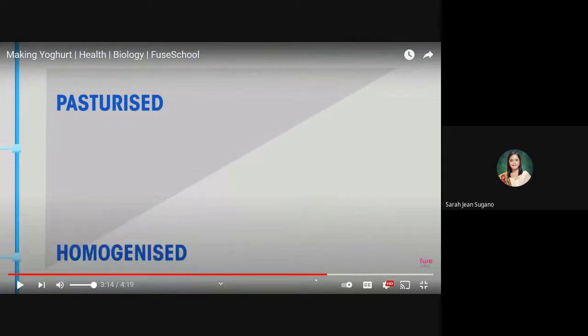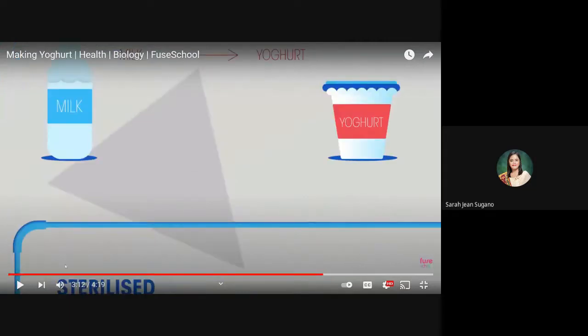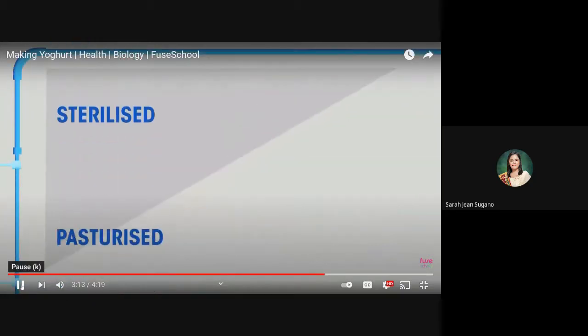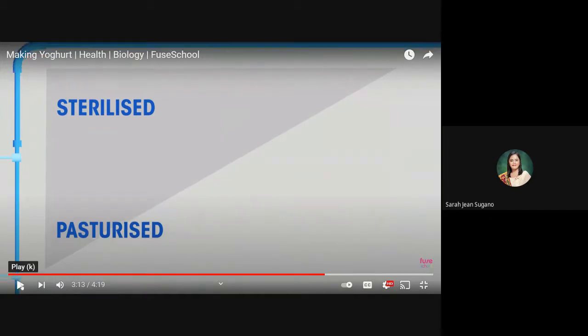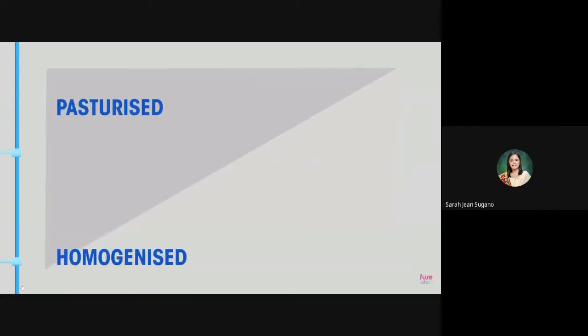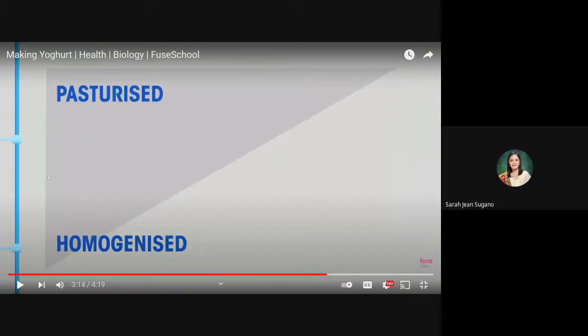Okay, so the first general process of the yogurt fermentation class is the sterilization of the different materials or the equipment that you have to use. Okay, and then also pasteurize your milk. Okay, it is really important in order to kill other unwanted bacteria.